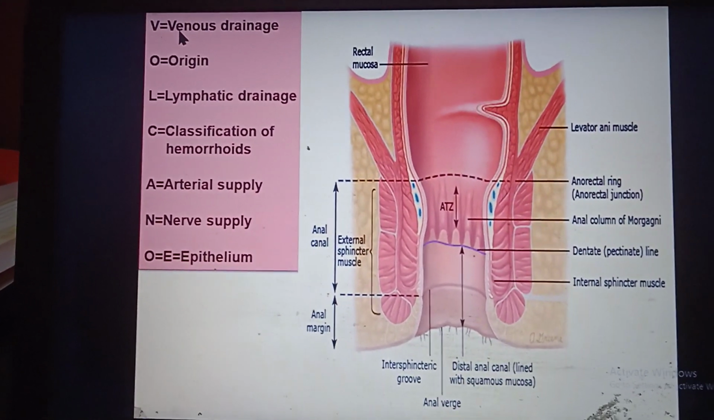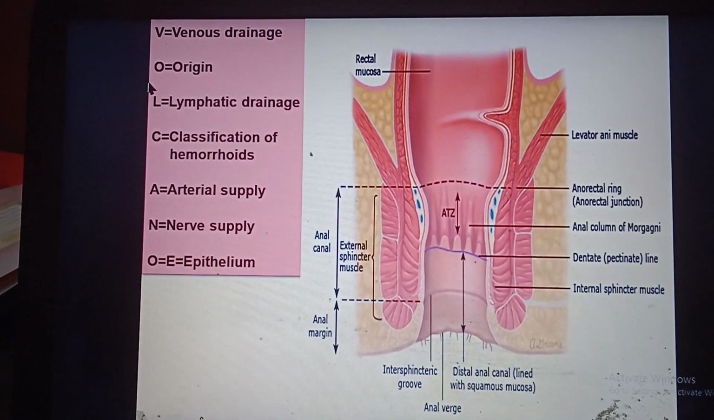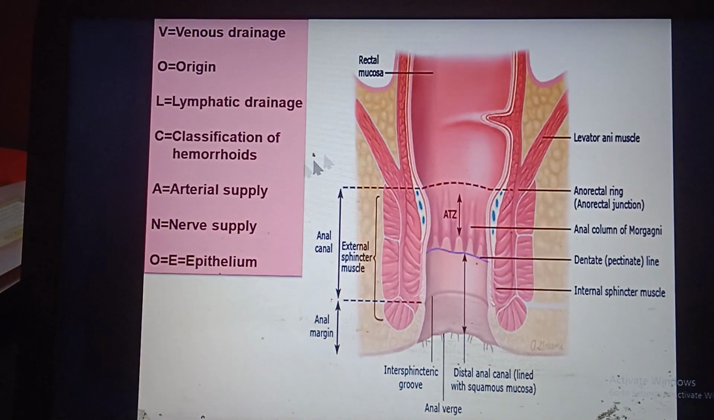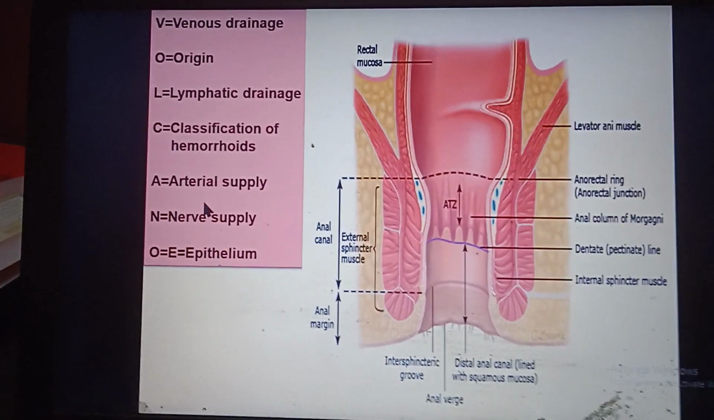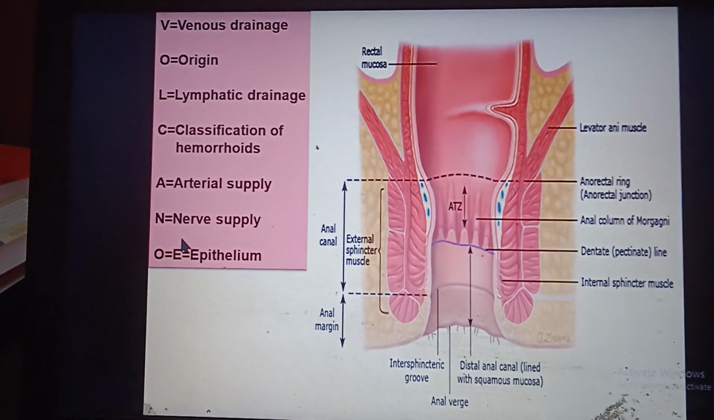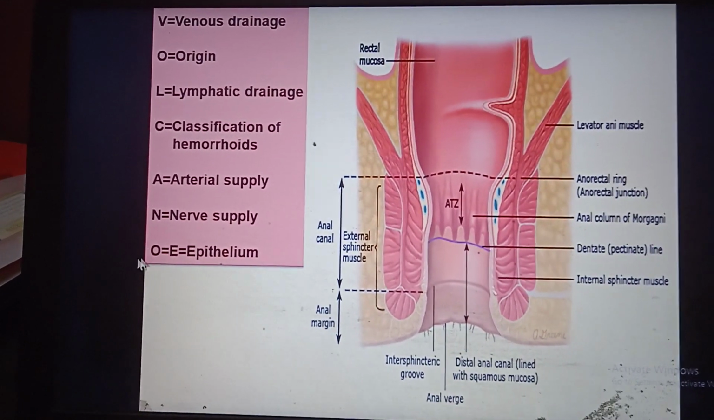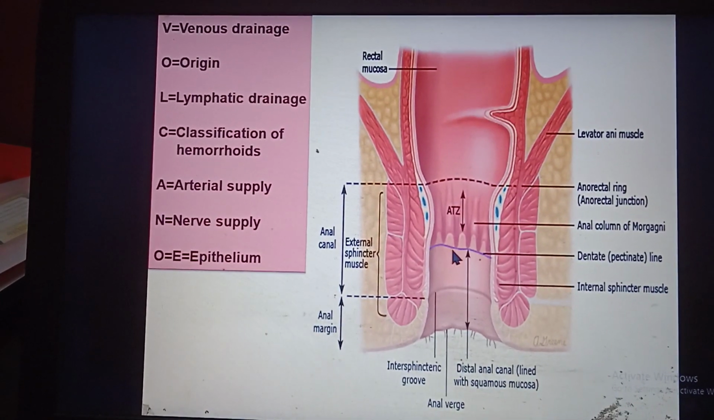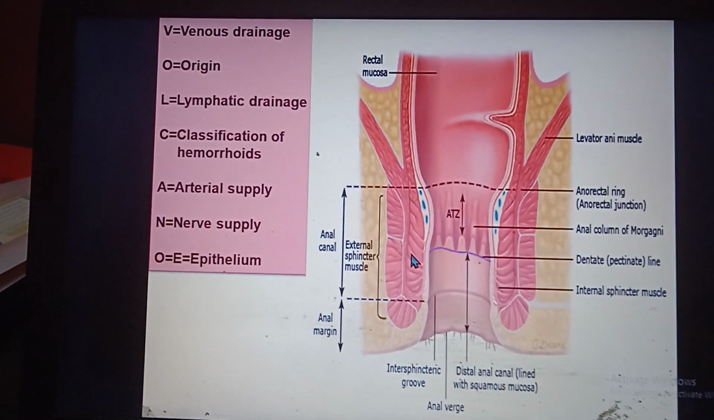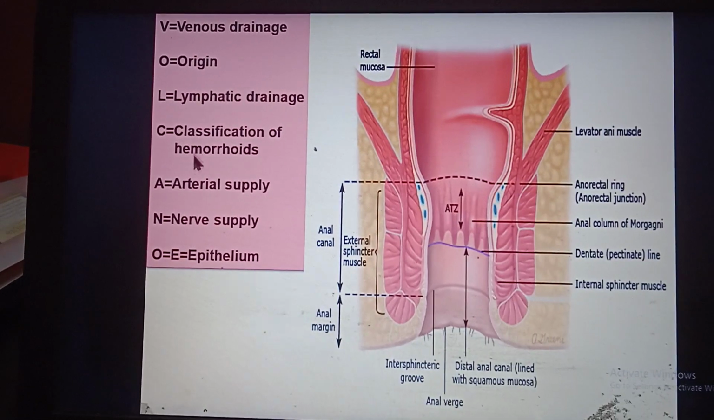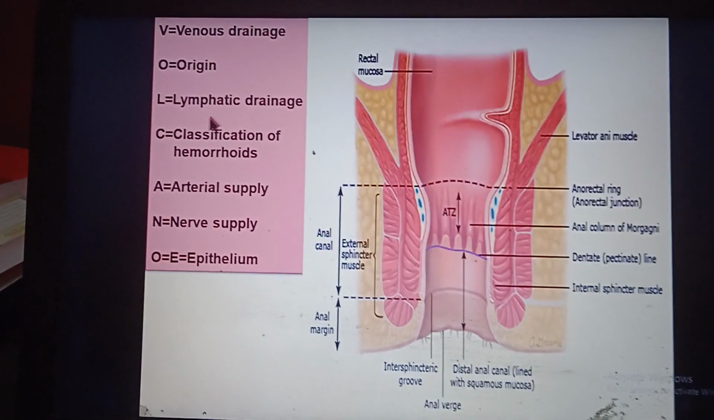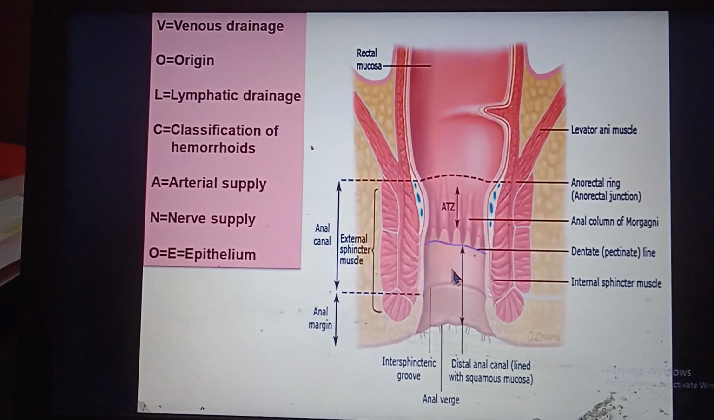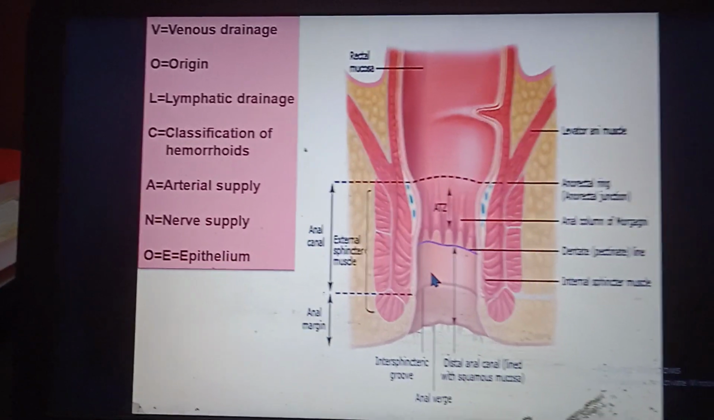V for venous drainage, O for origin, L for lymphatic drainage, C for classification of hemorrhoids, A for arterial supply, N is the nerve supply, and O very much sounds like E, that is epithelium. This pectinate line is the watershed line, and it has all these double: double venous drainage, double origin. All these are double because from above they are different and from below it is different.